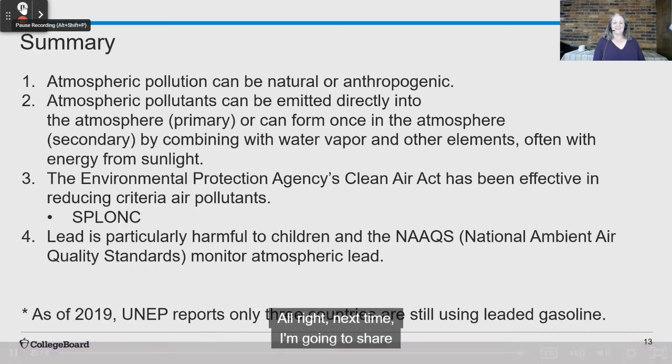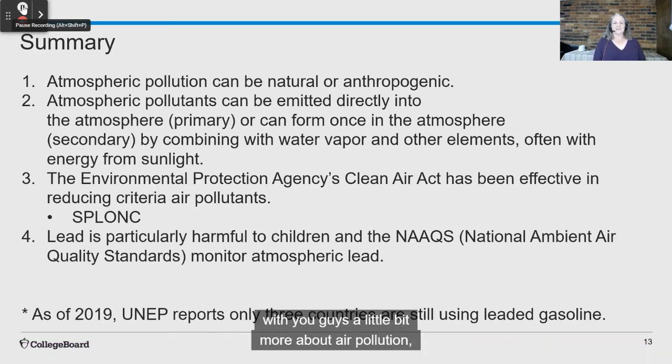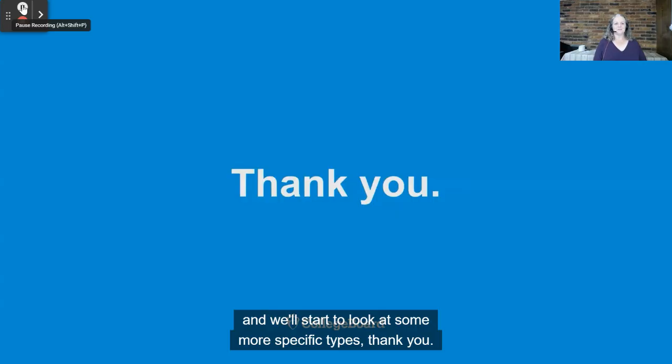All right, next time I'm going to share with you guys a little bit more about air pollution, and we'll start to look at some more specific types.